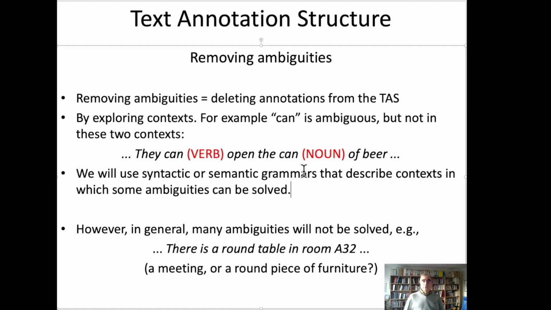However, in general, many ambiguities will not be solved. So, for example, if you have a sentence such as "there is a round table in room A32," there is no syntactic information, or even semantic information, that can tell NooJ whether we are talking about a meeting taking place in room A32, or a table with a round shape. So there will still be ambiguities left in the task.